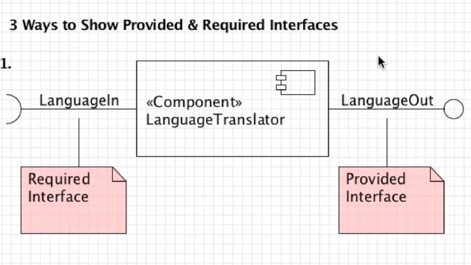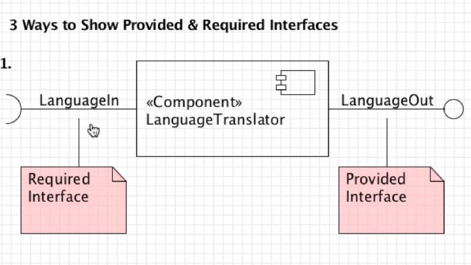Now, components must communicate through interfaces, so they must be loosely coupled and easily swappable. That's the whole concept of a component. Here I'm going to show you 3 different ways to show components and their interfaces and how they connect with each other. Now, the interfaces, and in this situation we actually have 2 interfaces, language in and language out, are going to describe the service that is offered by that component.